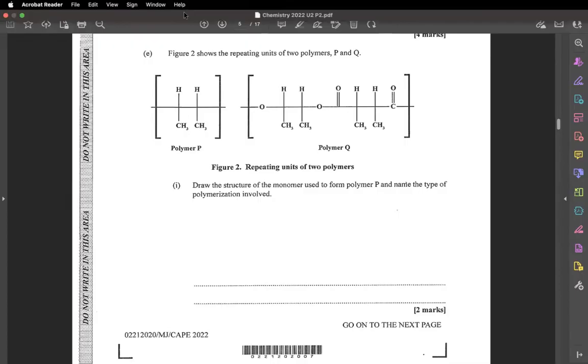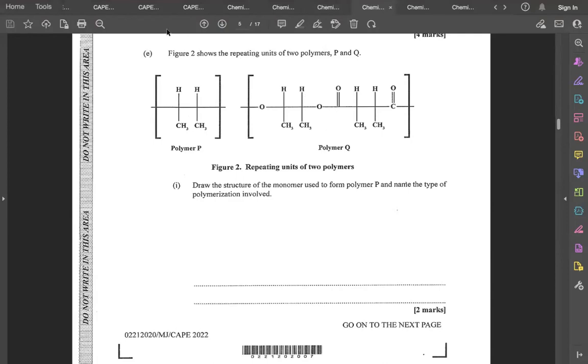Okay. So you guys just feel free to go ahead and draw it on my screen.